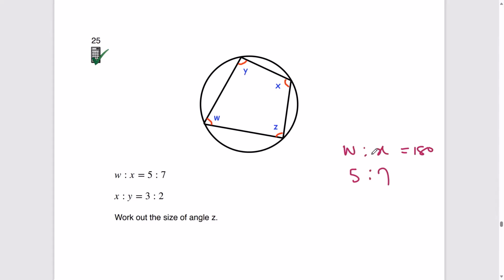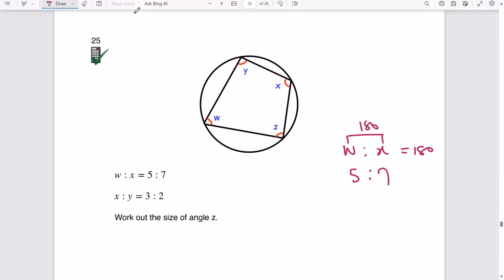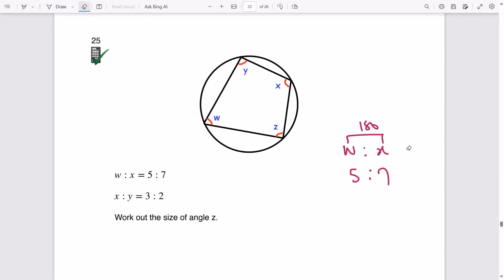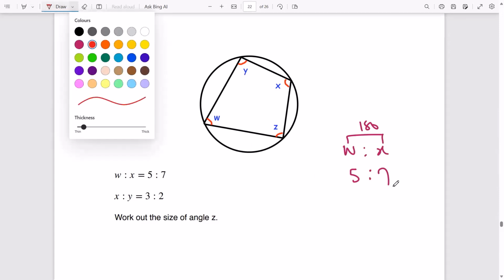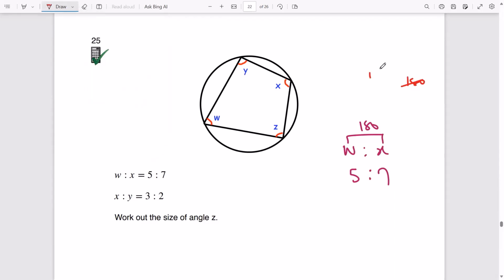If you add W and X, they both share 180. So if you add the ratio, 5 plus 7, that's 12. Then divide this 180 by 12. If you divide 180 by 12, what do you get? Can you use your calculator? Yeah, I'm doing it. 180 by 12? 15.